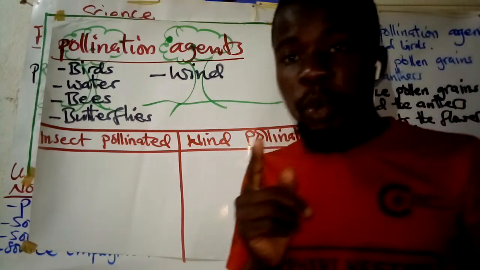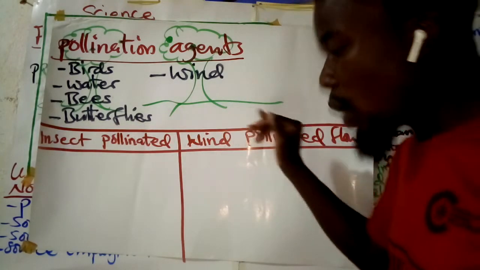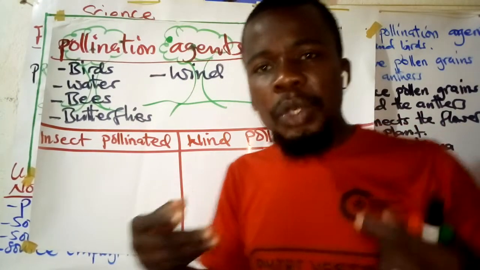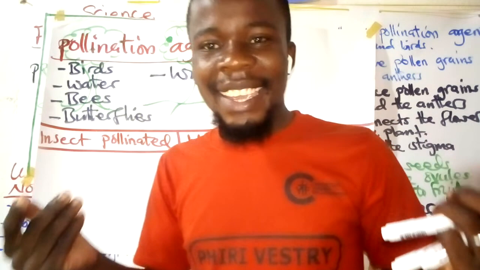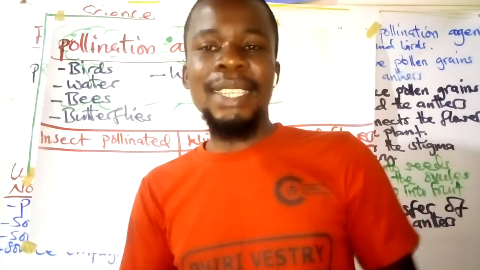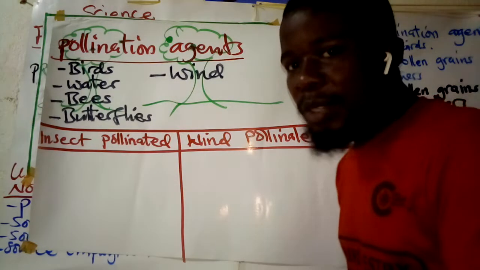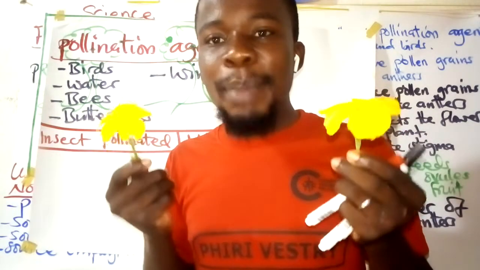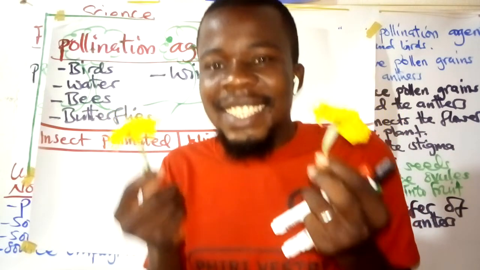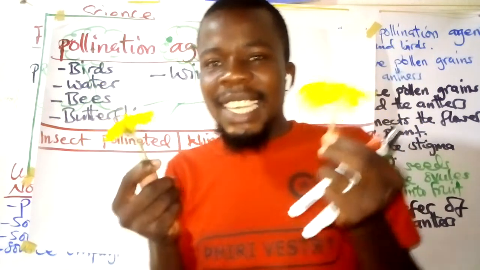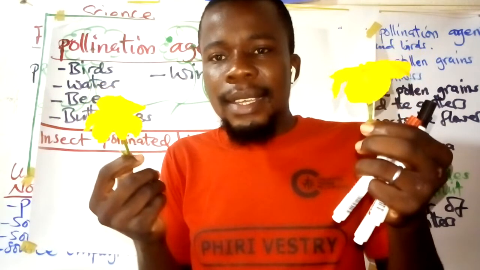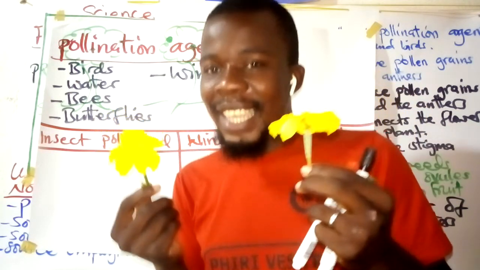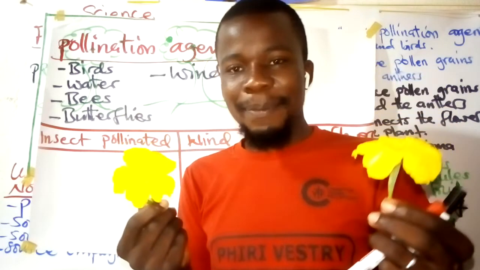The first difference between the insect pollinated flowers and the wind pollinated flowers is that the insect pollinated flowers are usually big to be easily seen by the insects, while the wind pollinated flowers are usually small. All right, you see this flower, it is big so that it can be easily seen by the insects. So this flower is big. It is big so that it can easily be seen by insects.